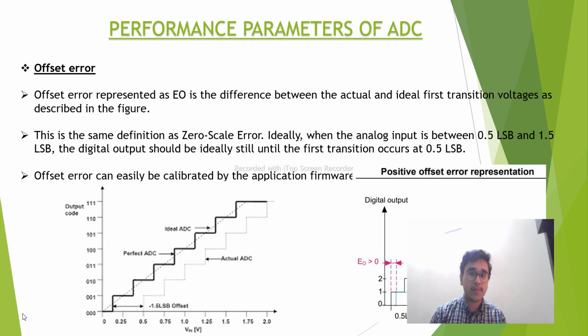Ideally, when the analog input is between 0.5 to 1.5 LSB, the digital output should remain still until the first transition occurs at 0.5 LSB. As you know, in vernier calipers and the like, we have that zero scale error. When we try to exactly coincide with the zero value, there is some error. This is the same kind of error which can be seen in the ADC.